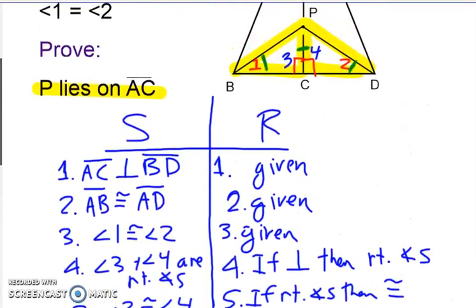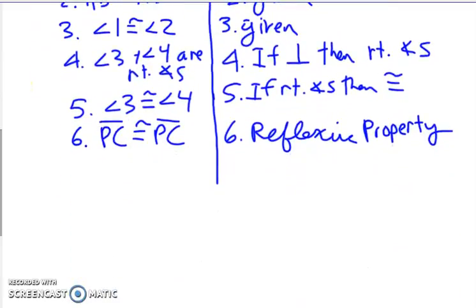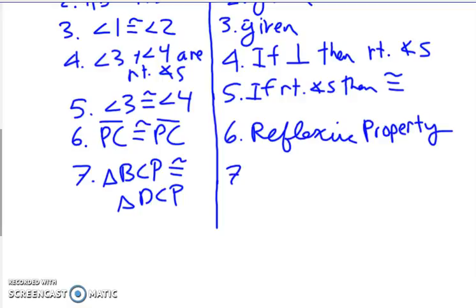And now if you look at our picture, we can prove those triangles congruent by angle, angle, side. So let's go ahead and say triangle BCP is congruent to triangle DCP by angle, angle, side. And we need to state in there that we're using 3, 5, and 6.